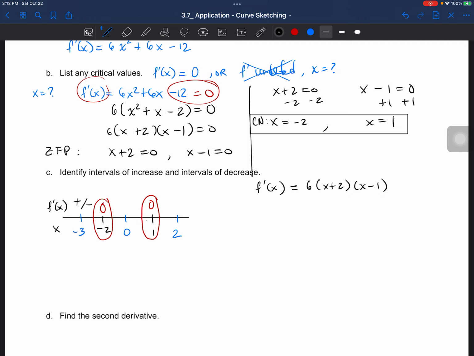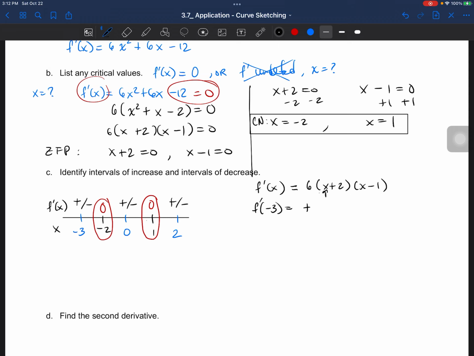And why do we choose to work with the factor form? I want to remind you, it's because we're only interested in whether this is positive or negative, positive or negative, positive or negative, because if the derivative is positive, that means that the function is increasing. If the derivative is negative, that means that the function is decreasing. So we only care whether this is positive or negative.